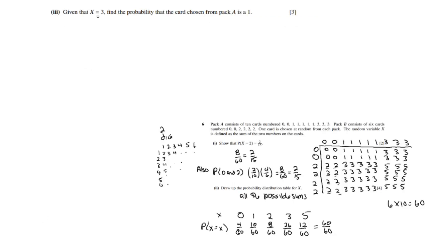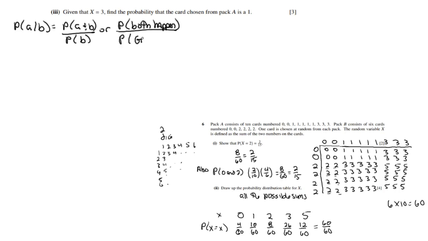All right, so now it says, given that X is equal to 3, find the probability that the card chosen from pack A is a 1. Well, remember when we're doing a given probability, it's really the probability of both happening divided by the probability of the given thing happening. So in this case, the probability that A is equal to 1 given that X is equal to 3.